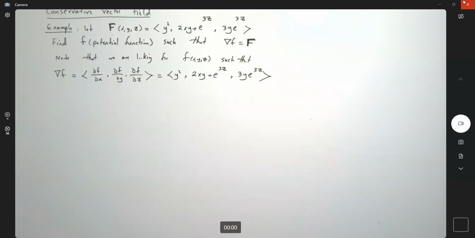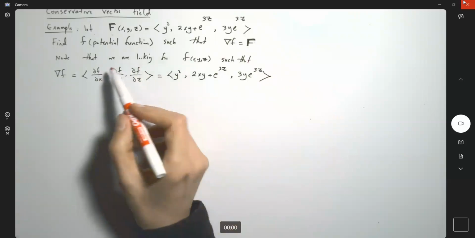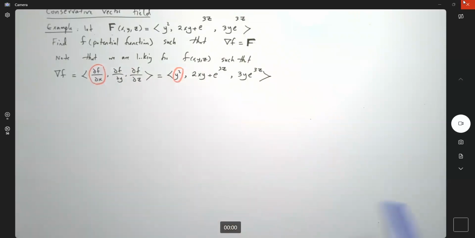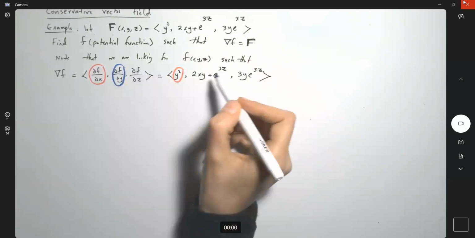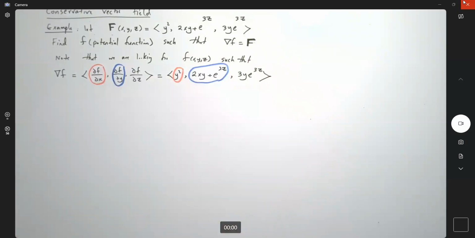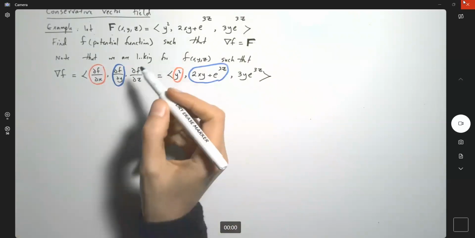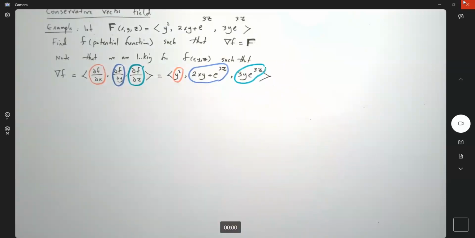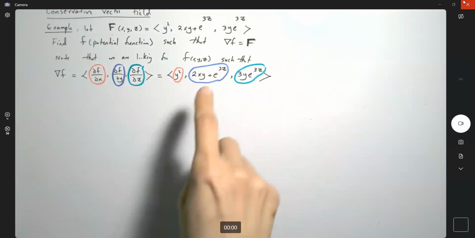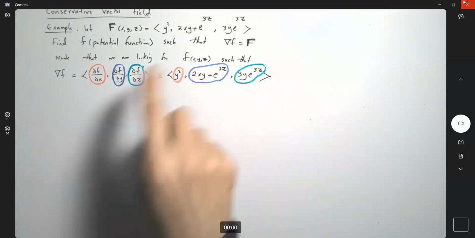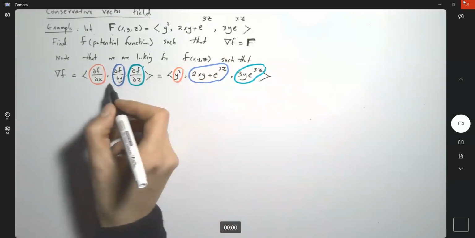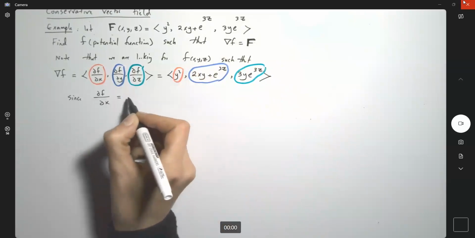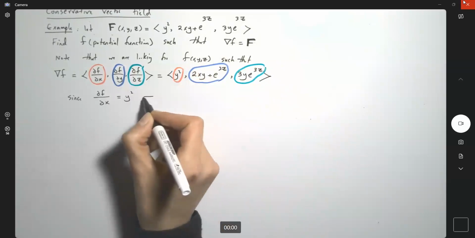So what's the meaning of that? It means that my first components must be equal to each other, my second components must be equal, and finally, my third components are the same. So we're going to use these equalities and eventually find this mysterious potential function. So since the partial derivative of f with respect to x is equal to y squared, what's the meaning of that?